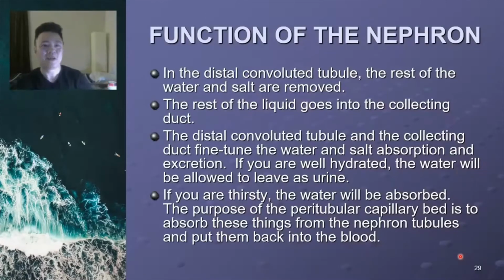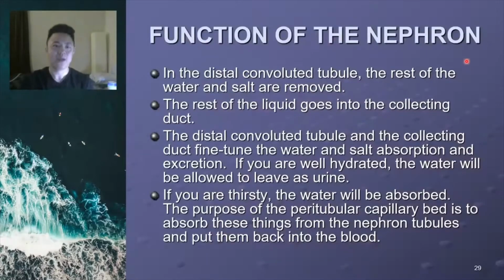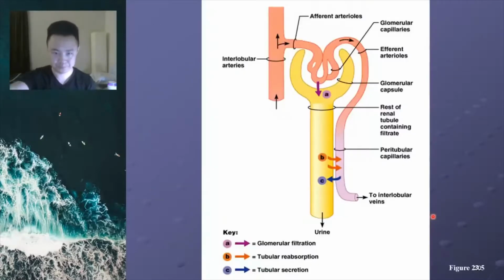Okay. Now, in the distal convoluted tubule, we're now here in our journey. The rest of the water and salt are removed, and then the rest of the liquid goes into the collecting duct. The distal convoluted tubule and the collecting duct fine-tune the water and salt absorption and excretion. If you are well hydrated, the water will be allowed to leave as urine. Now, if you are thirsty, the water will be absorbed, and the purpose of the peritubular capillary bed is to absorb these things from the nephron tubules and then put them back into systemic circulation so that your body can use that resource that it's looking for.